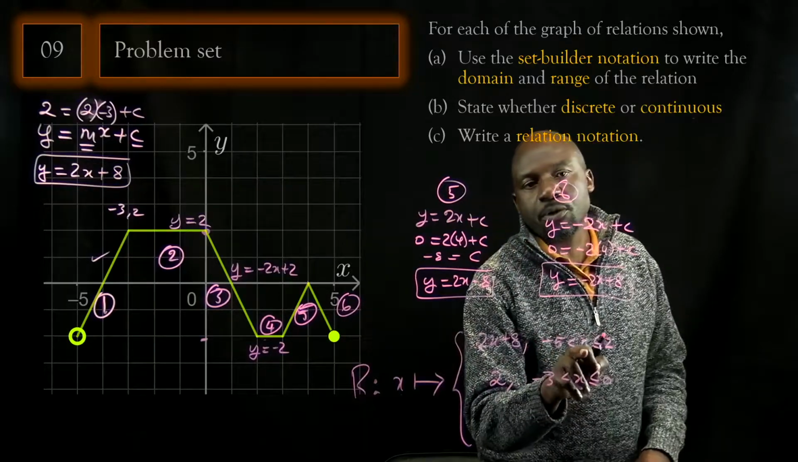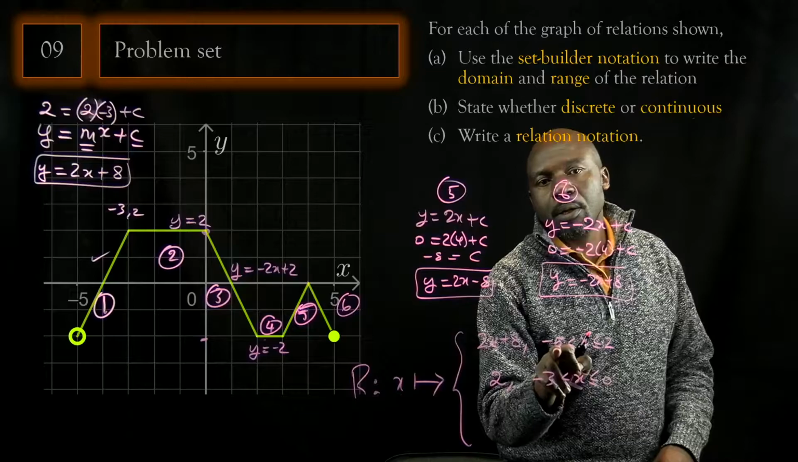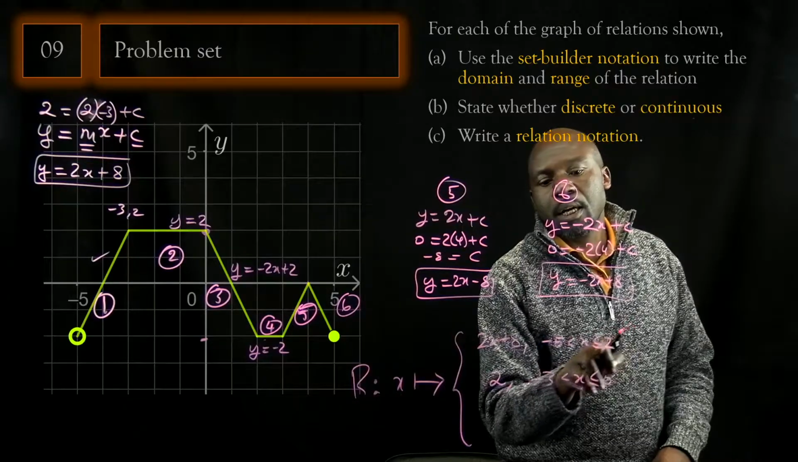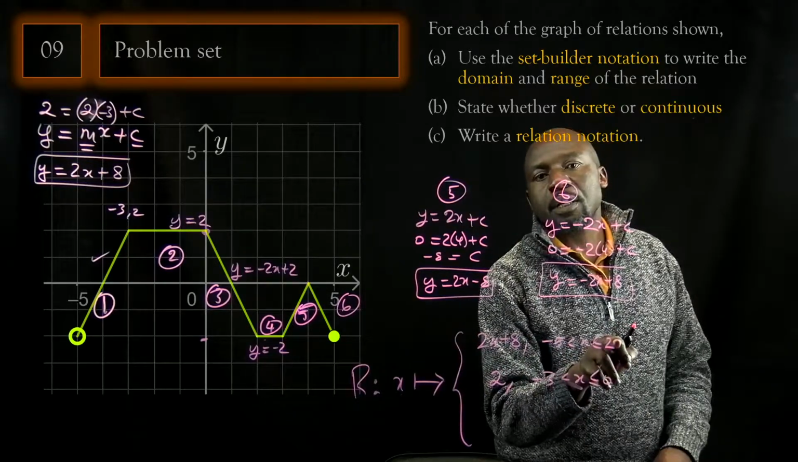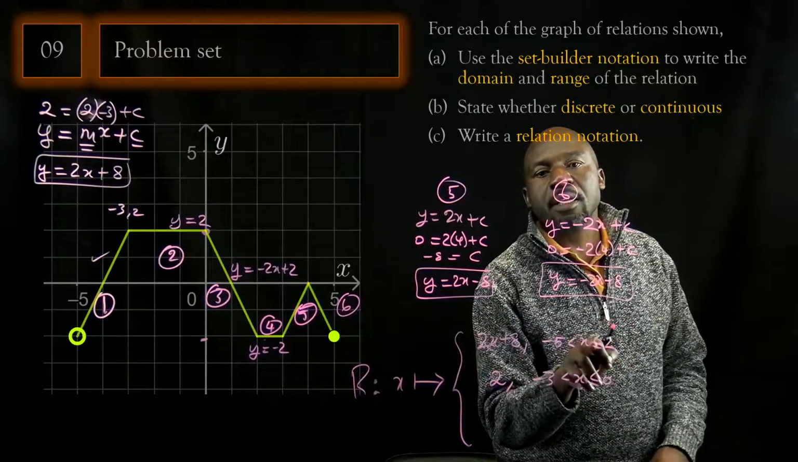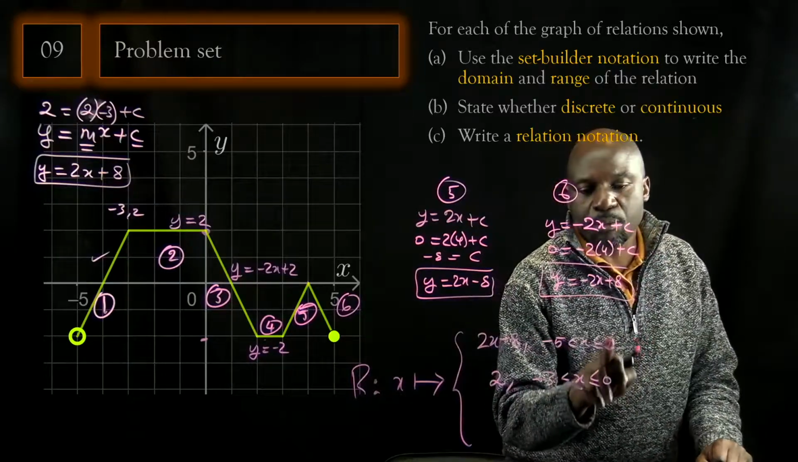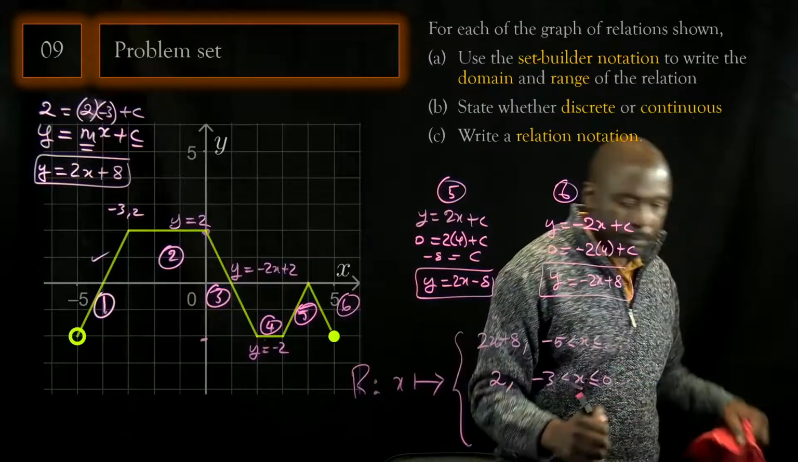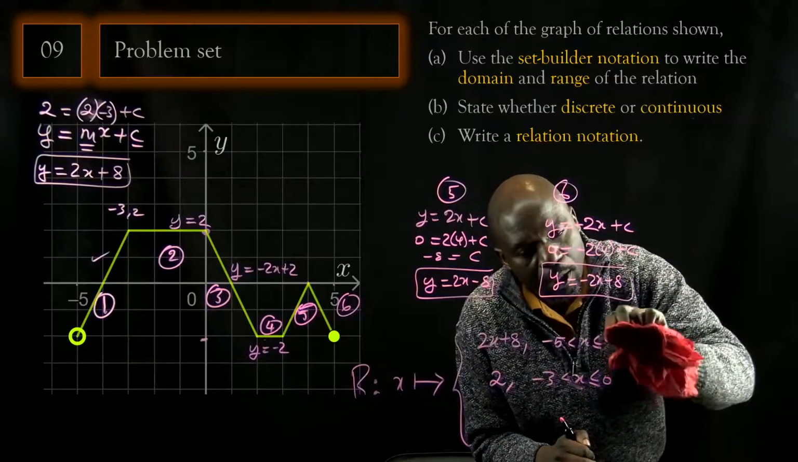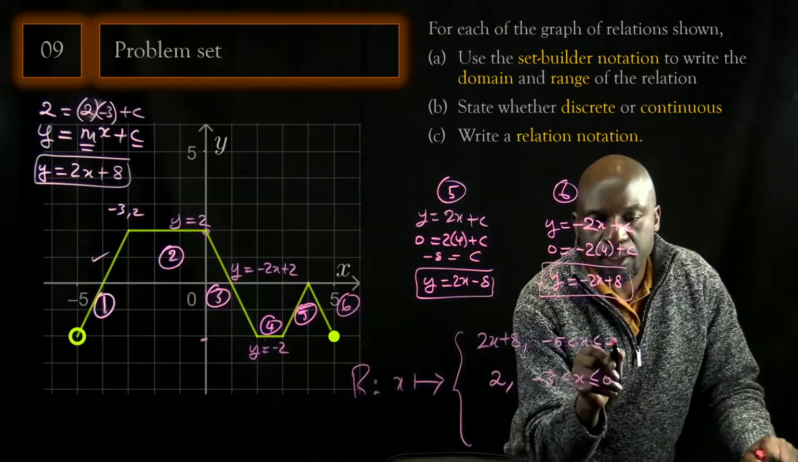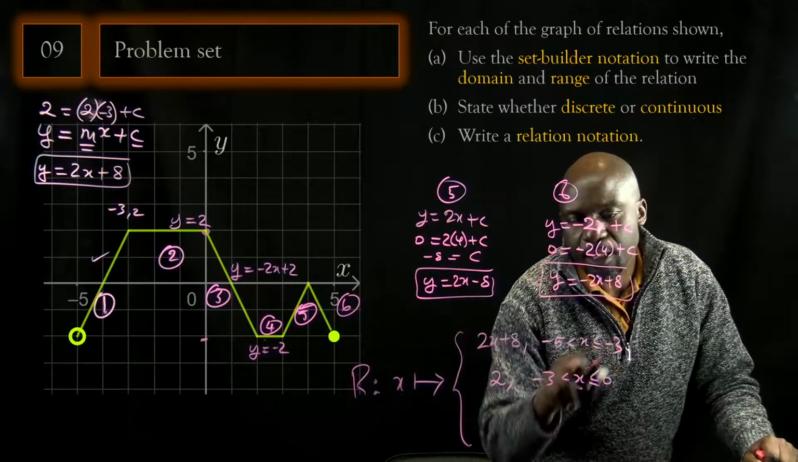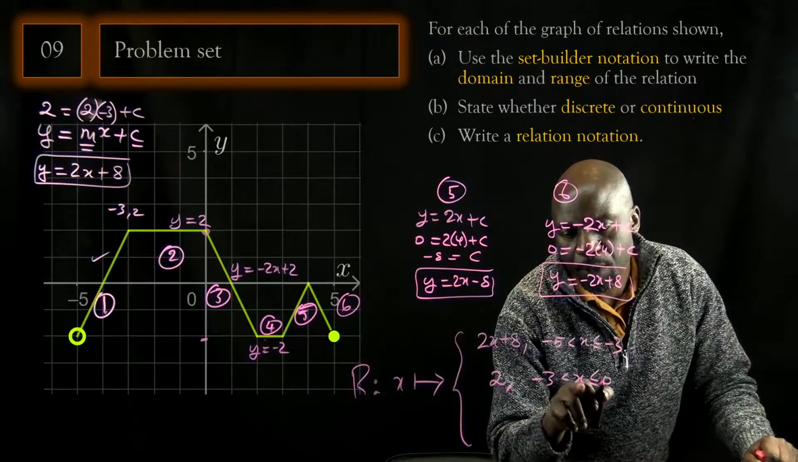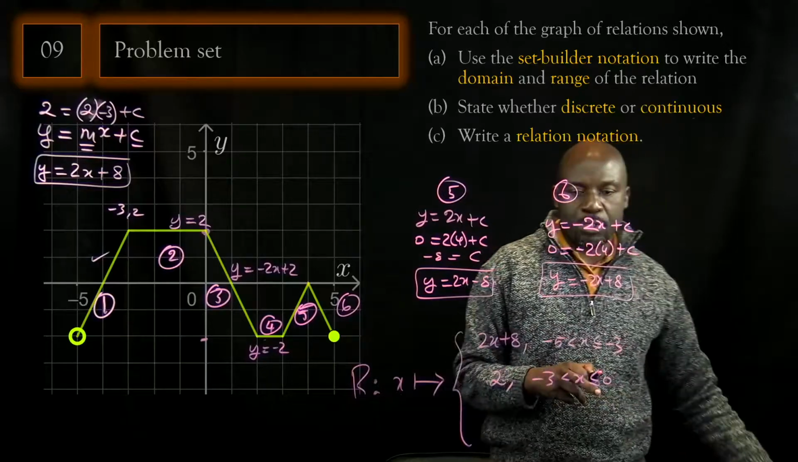Was it up to negative 2? Yes. And is that negative 2 or negative 3? Minus 5 to minus 3. So this is minus 3 here, not minus 2. This here is negative 3. Because we've taken that there, we remove this from here. And we have negative 3 to 0.